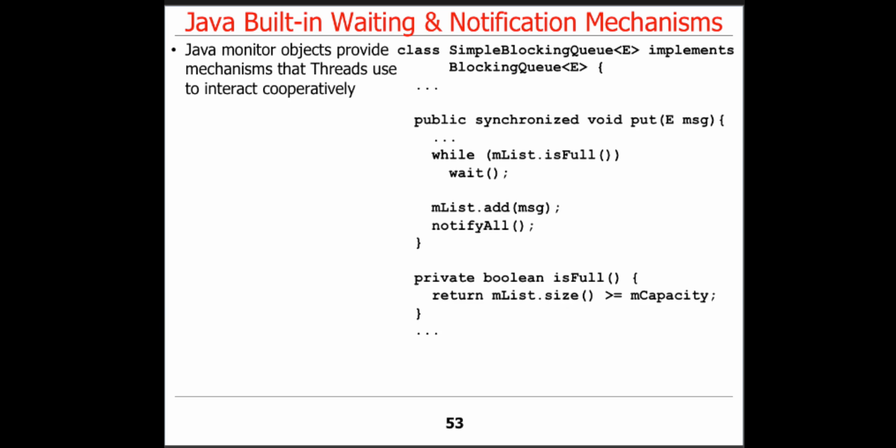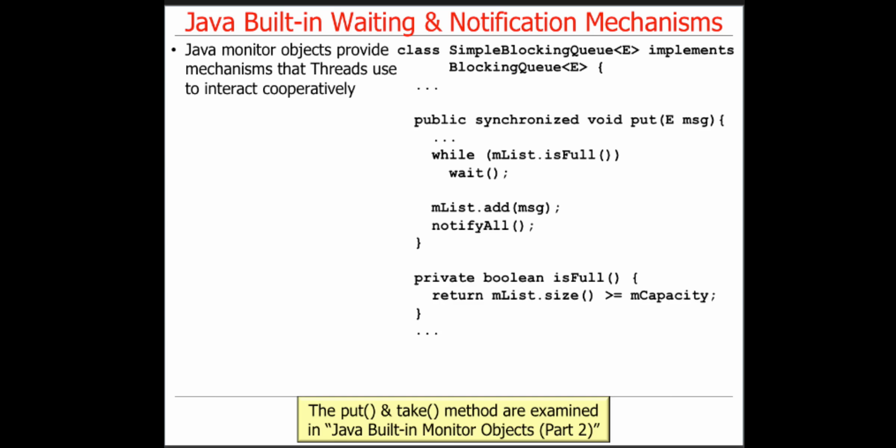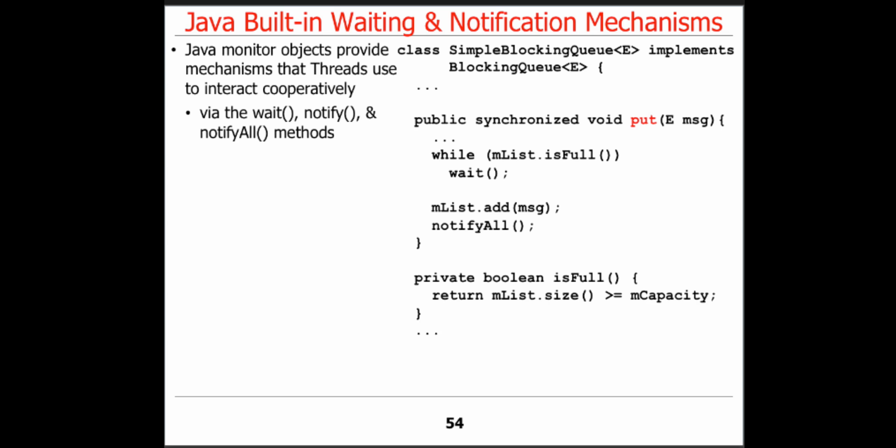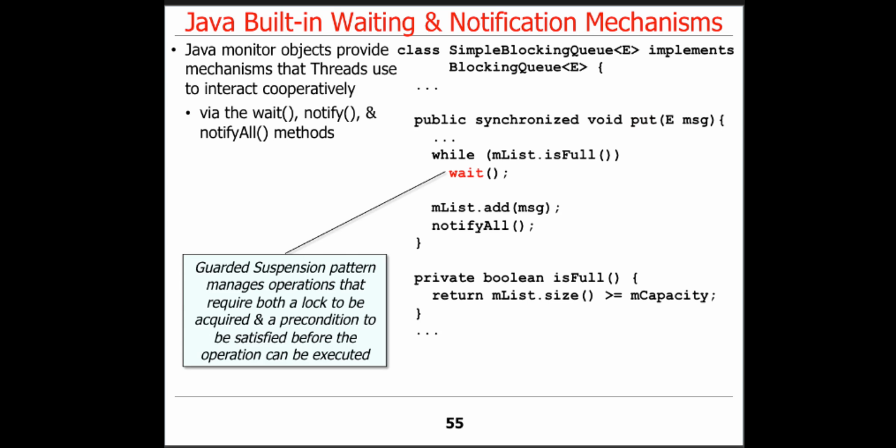I should also hasten to note that usually when you're using these mechanisms, they're layered underneath a higher level abstraction, like a semaphore or a queue or something like that. You very rarely access these things directly, for other reasons. So here's an example. We're going to talk more about the implementation of these methods in more detail in a minute, but just at a high level, there's a bunch of methods: wait, notify, and notifyAll.